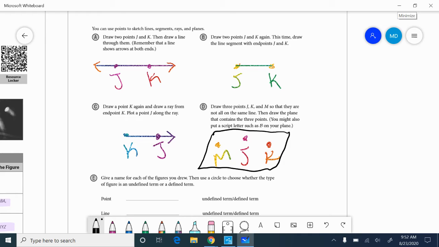That's a plane that contains the 3 points. And I could put a script letter such as a B like that to show that the plane is plane B. Now, I wouldn't have a point with it because it's naming the plane and not a specific point.